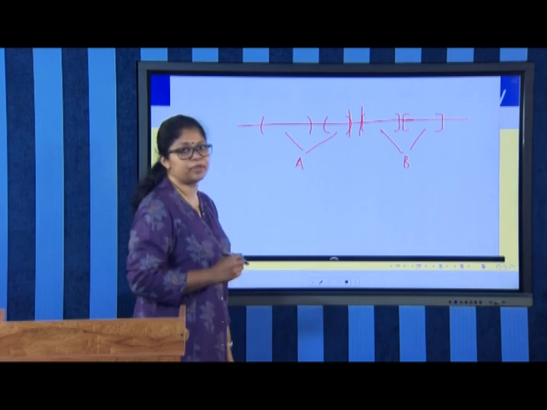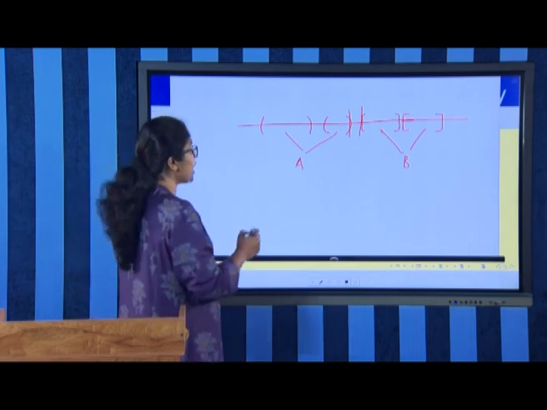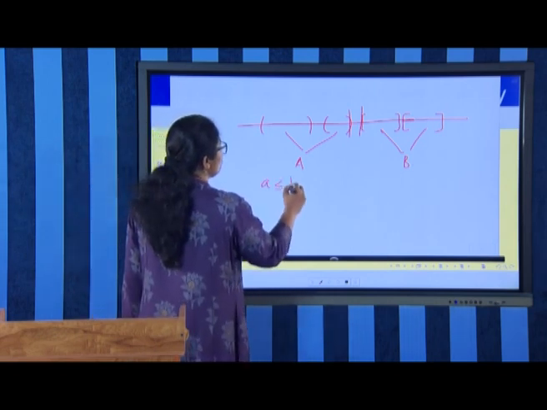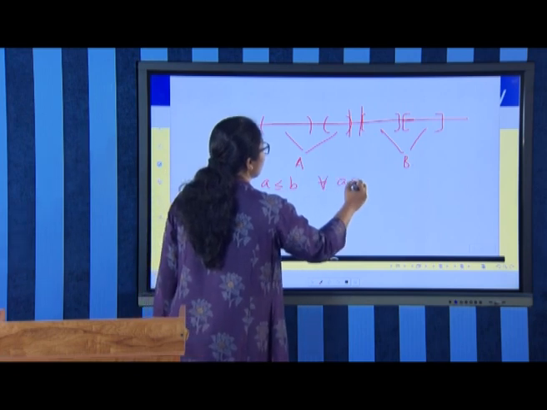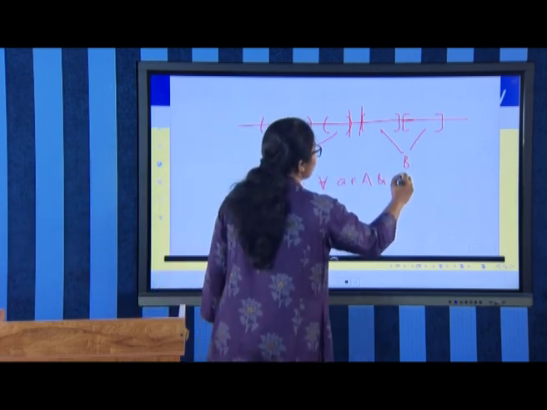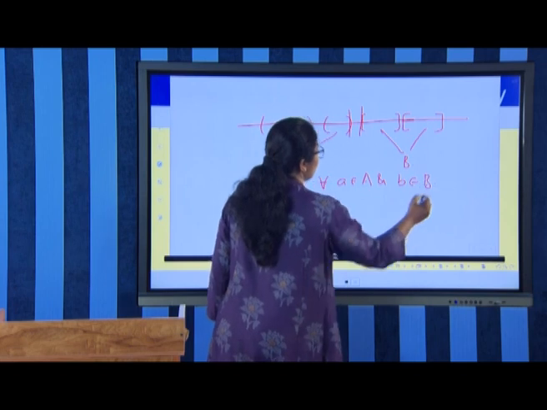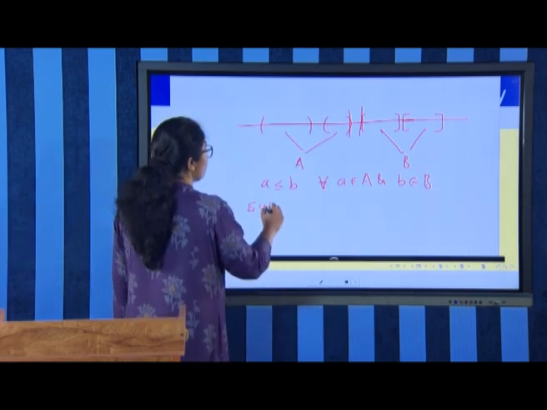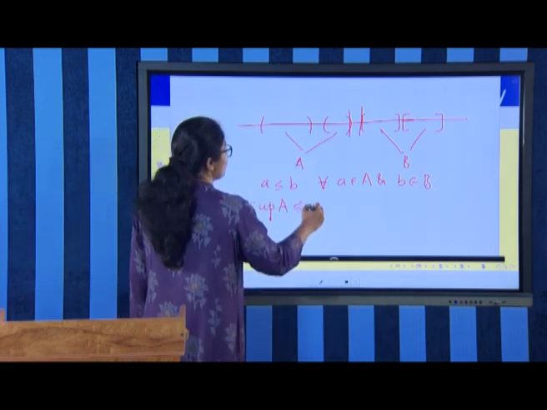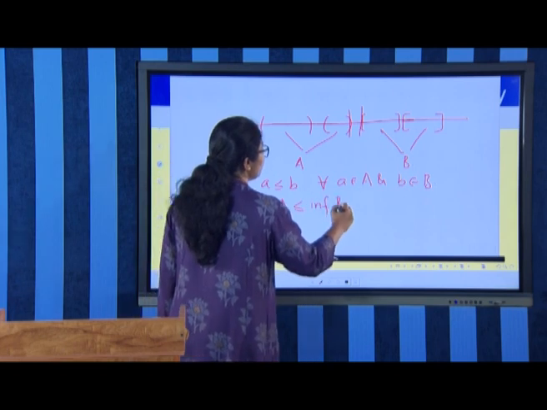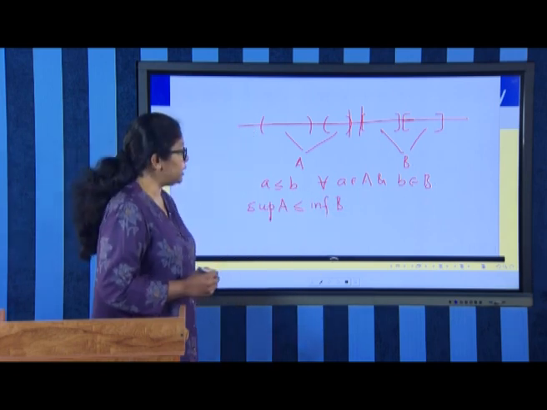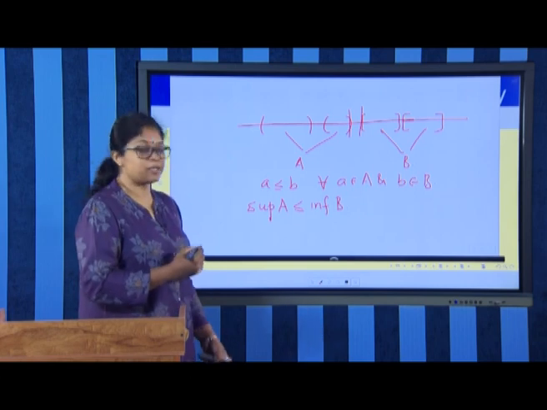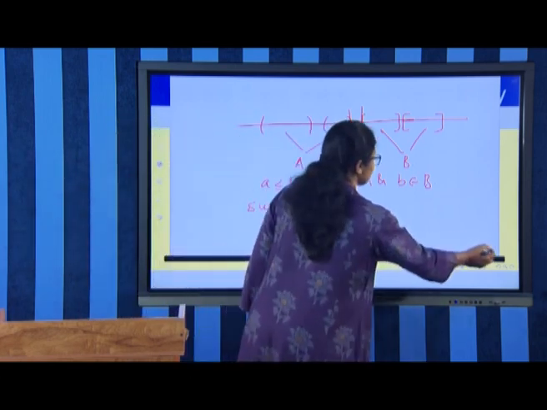infimum of B. So definitely, since we have a less than or equal to b for every a belonging to A and b belonging to B, we have a result: supremum of capital A is less than or equal to infimum of capital B. Now let us look at a rigorous proof of this statement.